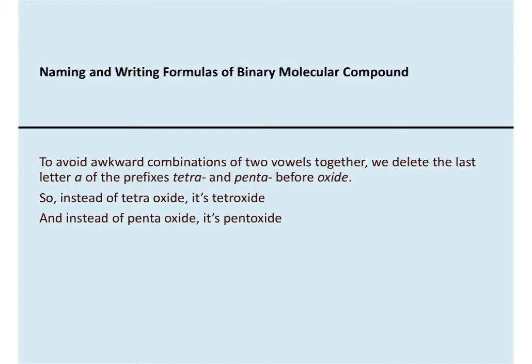Whenever you start writing a prefix, so penta is the prefix for 5, and let's say oxide. When there are 2 vowels that would be put together, the first vowel is dropped. So instead of writing pentaoxide, it's pentoxide. Okay, and that first vowel is crossed out. I should probably change colors, shouldn't I? There we go.